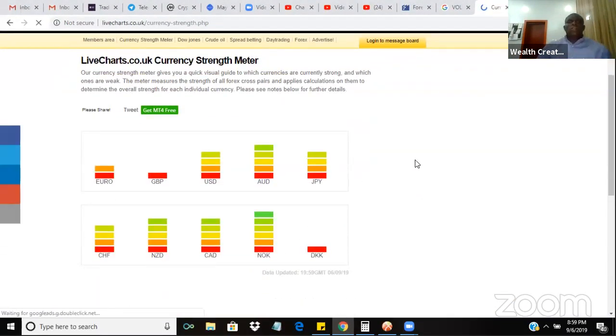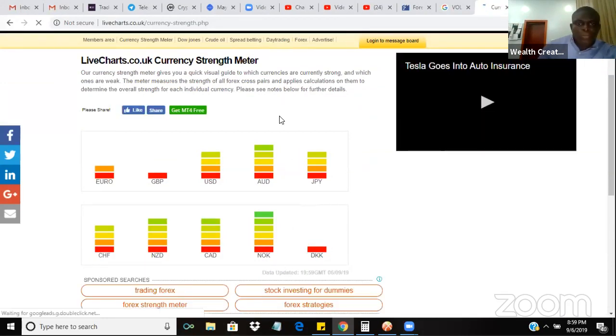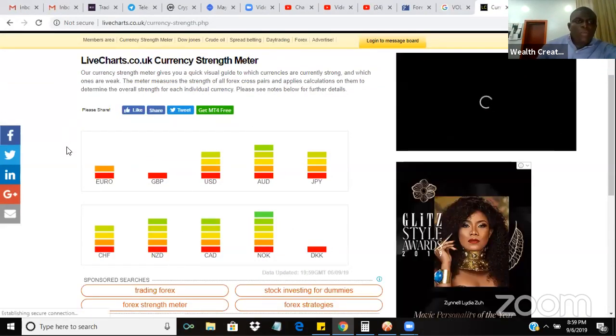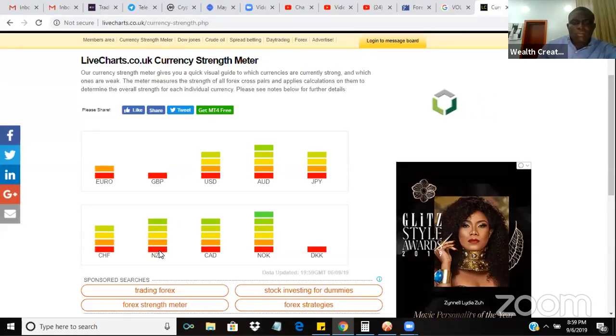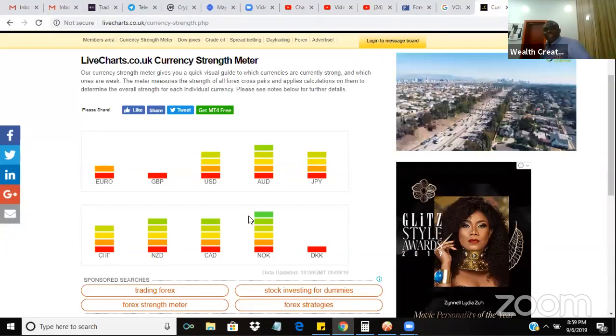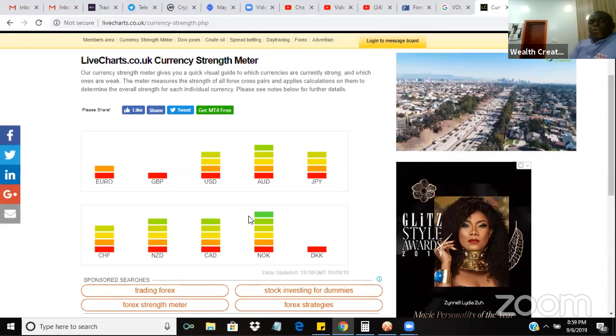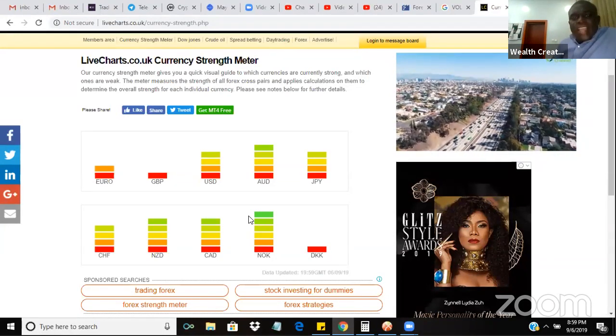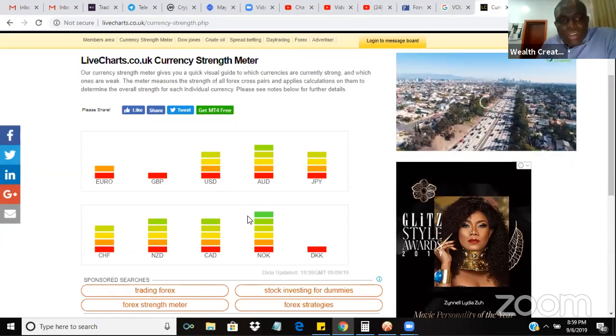So this tells me that currently a lot of people are putting money on AUD, and they have a lot of money on USD. You can see that GBP is currently weak. This can change anytime. Don't trade with this. I told you that over and over again. You can refresh and GBP goes to 7. You can refresh and GBP goes to 5 or 6.